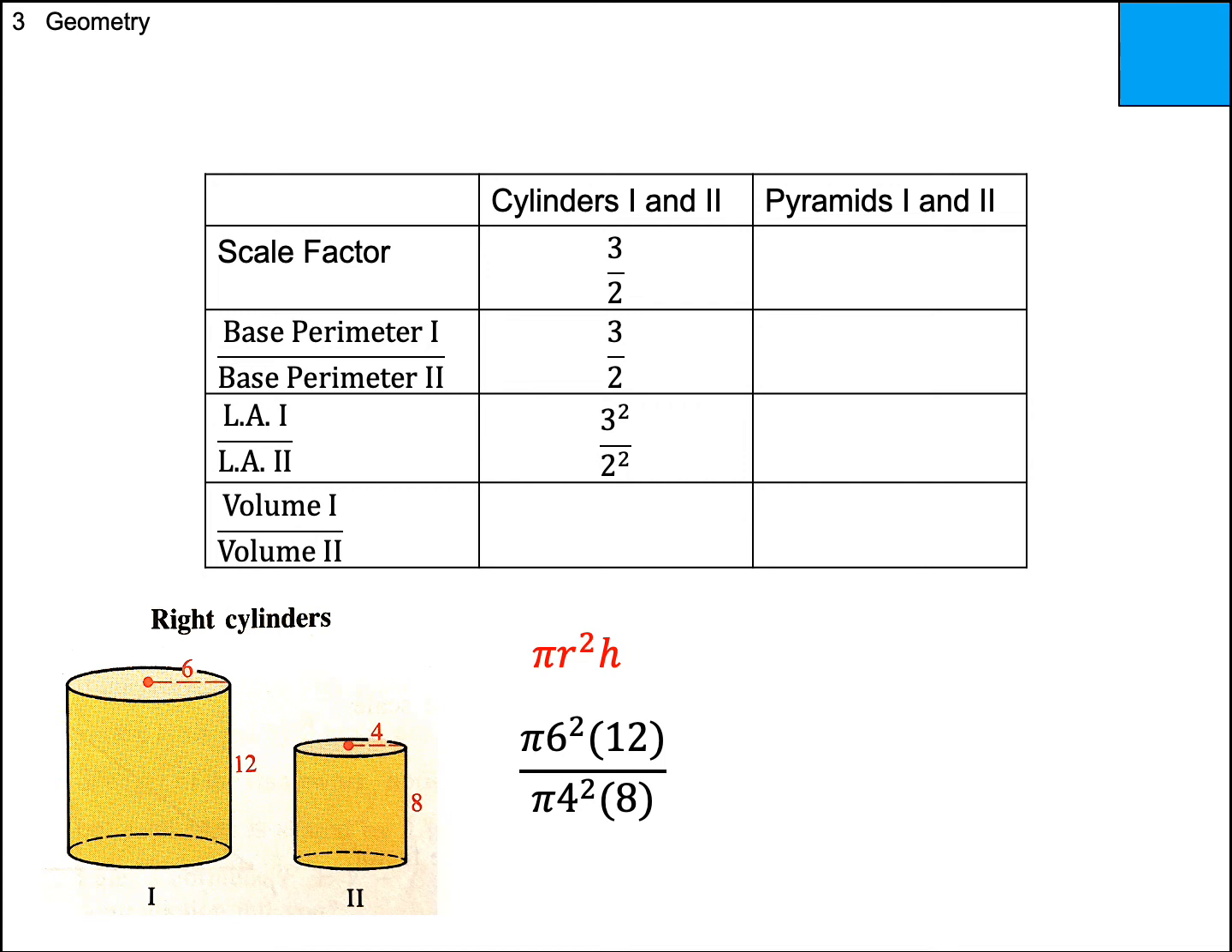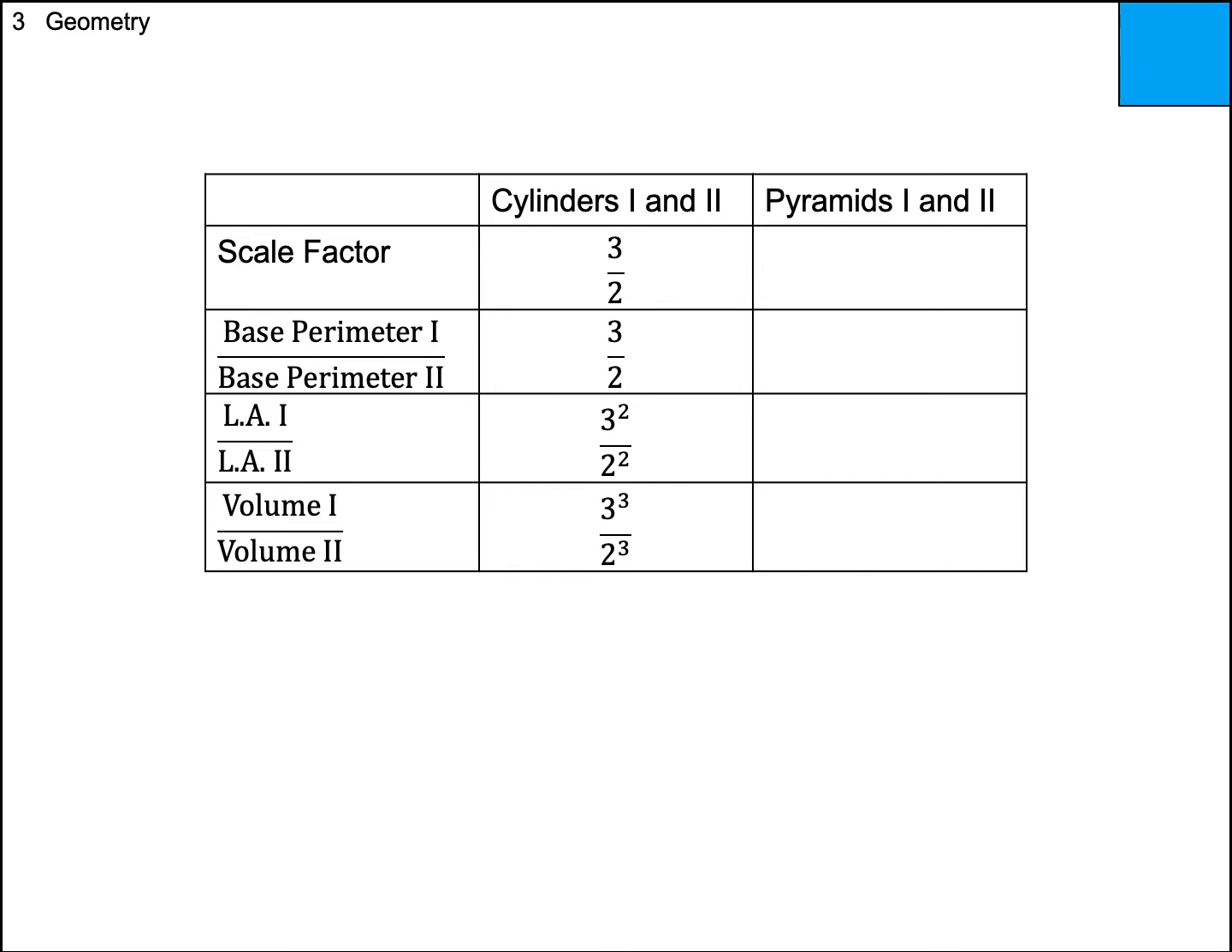All right, cancel. The pi's cancel. Ooh, big ugly number. Let's see. 6 squared is 36. 36 times 12 is a big number. 4 squared, 16. 16 times 8 is also another big number. When that fraction is reduced, 432 over 128, I'm not going to bother with showing you how I reduced it, but when we reduce it, we get 27 over 8. Okay? 27 can be written as 3 to the third power, and 8 can be written as 2 to the third power. So, did we get what we expected?